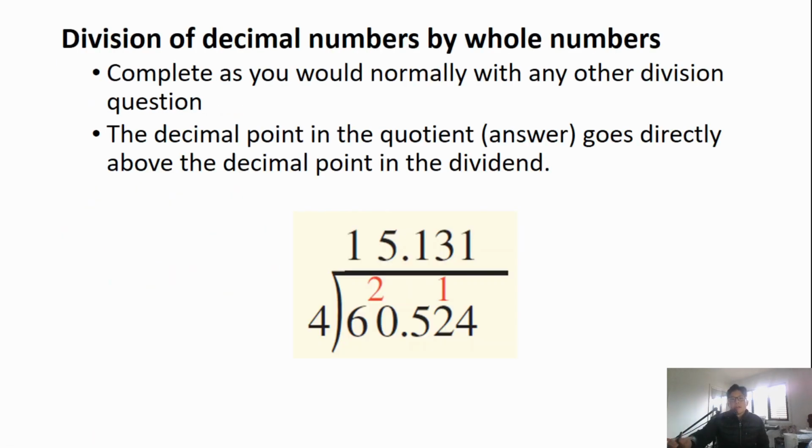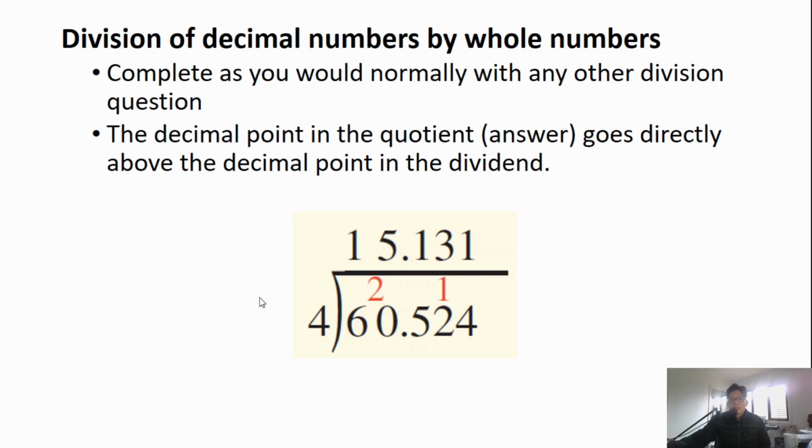Alright, so we're going to start by learning how to divide decimals by whole numbers. In order to do this, there's a couple of key points that we need to go through. The first is that we need to complete the division as you normally would with any other division question. The second point is the decimal point in the quotient, or the answer to a division, goes directly above the decimal point in the dividend.